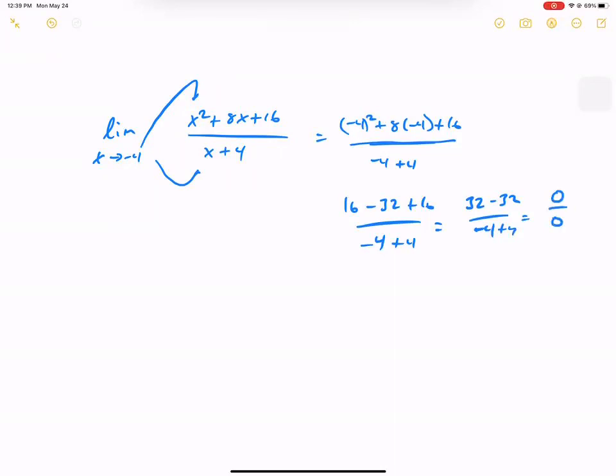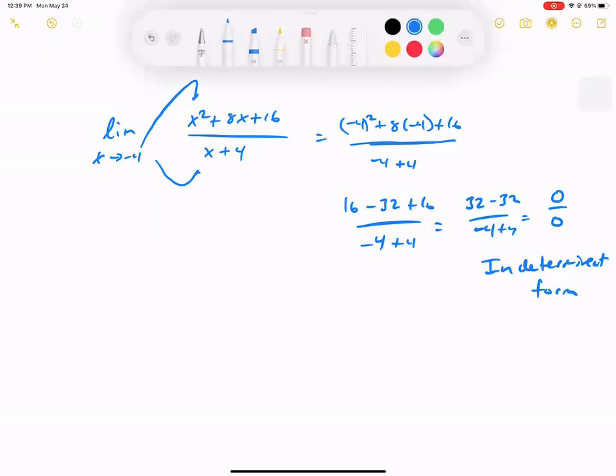Whenever we end up with 0 over 0, we have a new term for this. We're going to call this an indeterminate form. Let's just call it indeterminate. Indeterminate tells us, wait, we've got something going on here. It's not that there's no answer right now, it's that we have a possibility of still finding the answer.